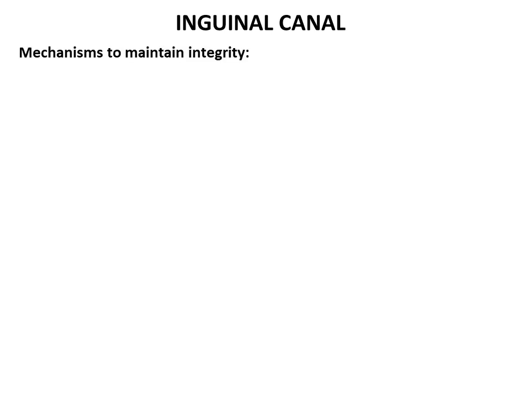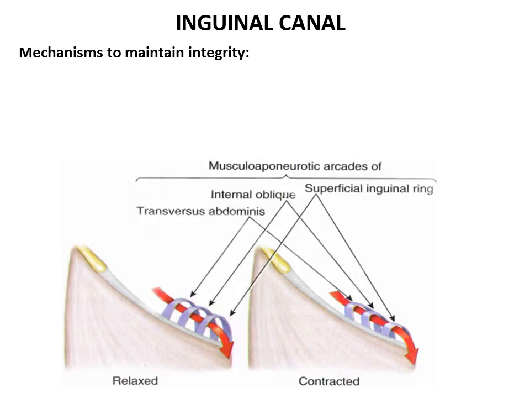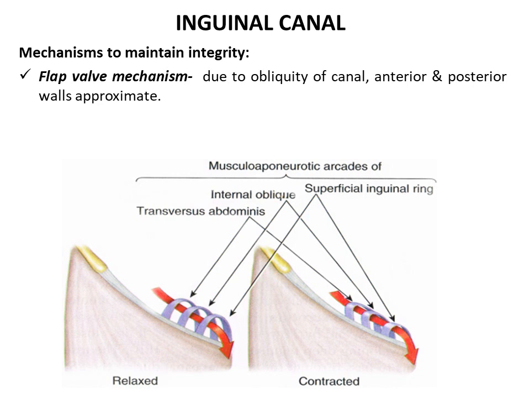These mechanisms which maintain the integrity of the inguinal canal are the flap valve mechanism, that is, the canal is oblique where the superficial and deep inguinal rings do not lie opposite to one another. As a result, whenever there is an increase in the intra-abdominal pressure, the anterior and posterior walls of the canal are approximated like a flap valve.